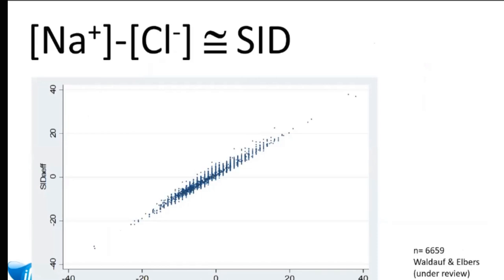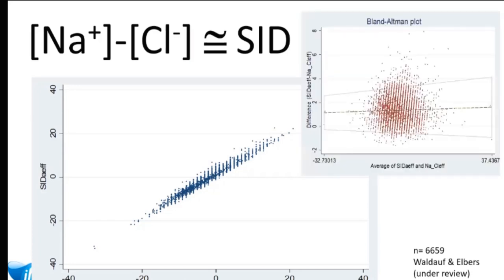It was realized by Peter Stewart back in 2004, and we also reproduced it in critically ill patients, that there is a very tight correlation between the sodium chloride difference and strong ion difference. So the sodium chloride difference is a very good representative of SID when looking at acid-base status. There is almost no systematic error in it.